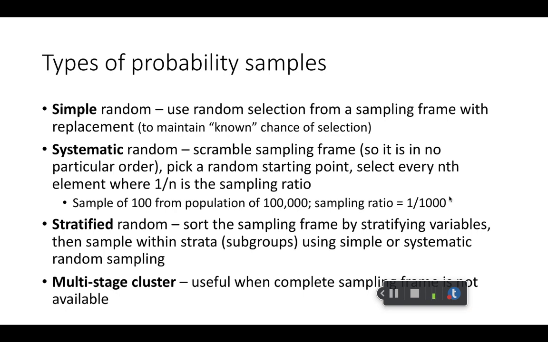A stratified random sample first sorts the sample frame by what we call stratifying variables, and then it samples within those strata or subgroups using either systematic or simple random sampling procedures. I'll show you pictures of this in a minute. A fourth type of probability sample is called multi-stage cluster sampling. This is useful when we don't have a complete sampling frame, and I'll give you some examples of that in a minute.